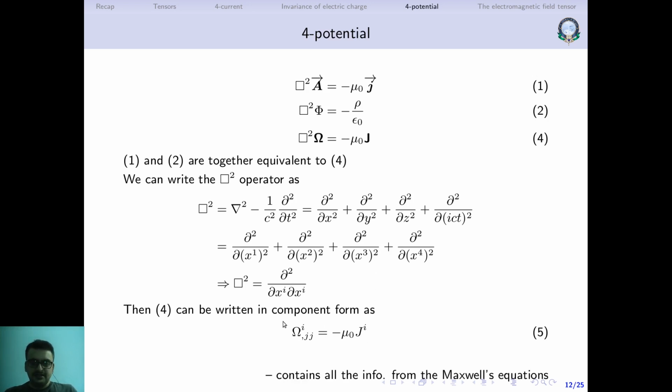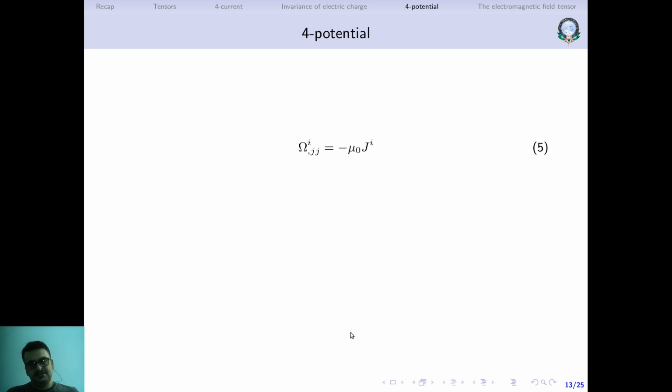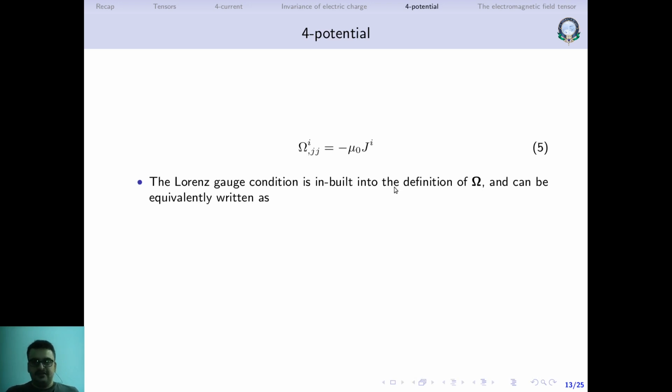So we can say that this equation, equation number 5, contains all the information from the Maxwell's equations, because if you remember these two equations, where did we get them? Ultimately we distilled these two equations right from the Maxwell's equations itself. Since we have got these two equations from Maxwell's equations and we have combined them into this equation, this equation contains all the information that we require from the Maxwell's equations. It's not exactly the Maxwell's equations, it's the information from them.